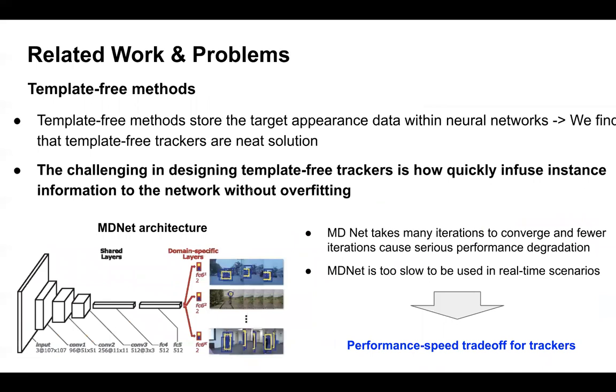The other category is template-free methods, which intend to store the target appearance information within the neural network in the form of fine-tuned parameters. We find that template-free trackers are a proper solution. However, it is still quite challenging to achieve a good performance-speed trade-off for this type of tracker. So the main challenge in designing template-free trackers is how to obtain a good initialization of the detector once a new instance is given, and efficiently infuse the instance information into the network without overfitting.